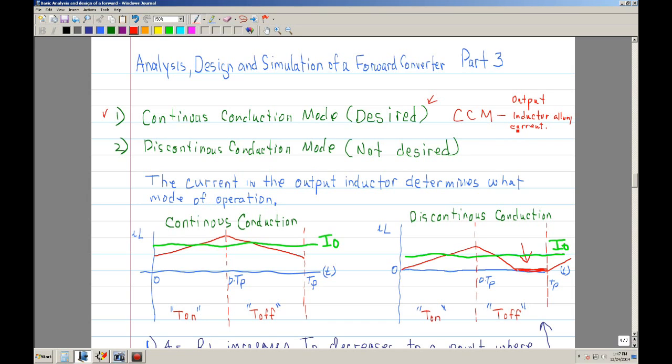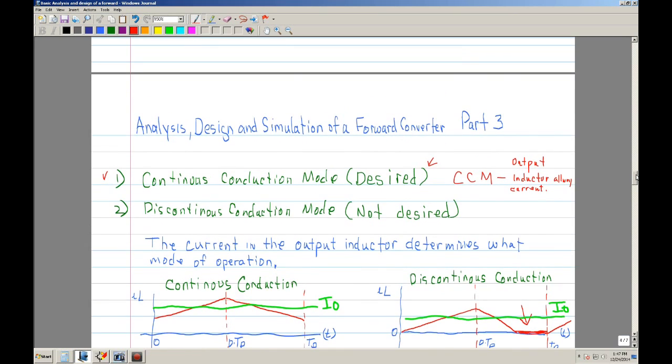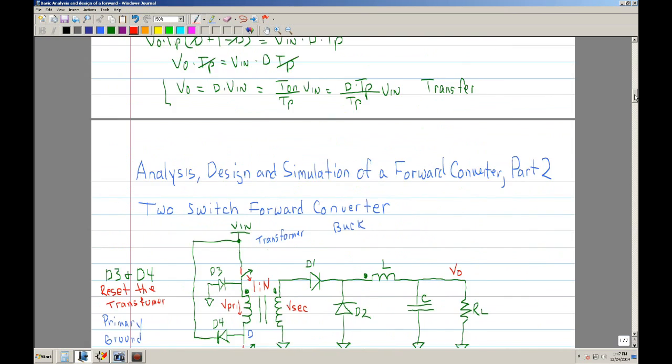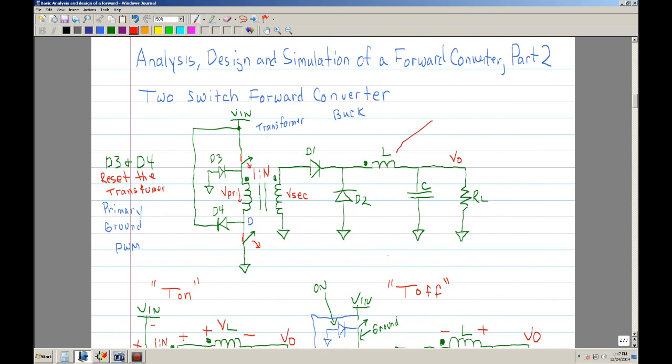Okay. Now the opposite, or I guess the complementary of that, would be, and let me go back, when I say output inductor, I'm talking about this. I call that your output inductor. So basically in a continuous conduction mode, there's always current flowing through that inductor.